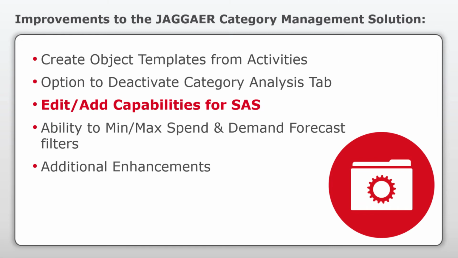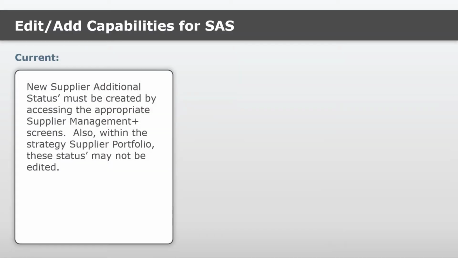Our next enhancement is the additional edit and add capabilities for the supplier additional status page within the supplier portfolio of a strategy. Currently, new supplier additional statuses must be created by accessing the appropriate Supplier Management Plus screens. Also, within the strategy supplier portfolio, these statuses may not be edited.